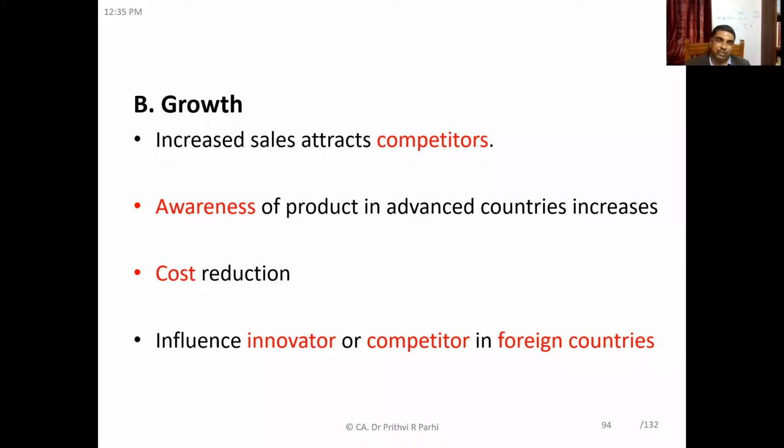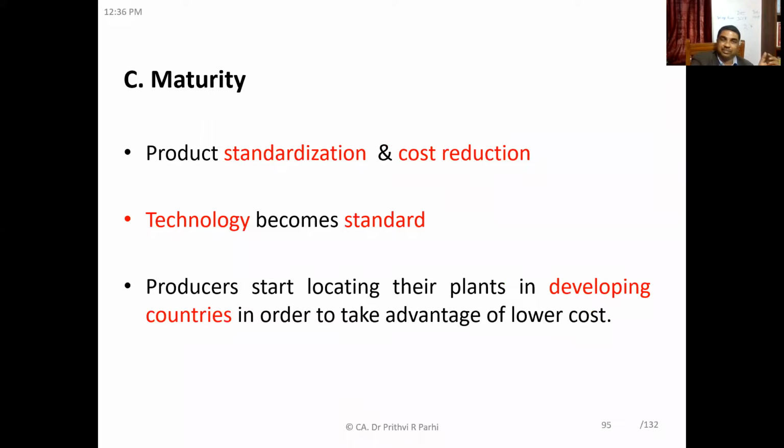And it also influences the innovator or competitor in the foreign countries. So in different countries also similar products are produced. So now what happens? The product goes out of the domestic market to a foreign market. In other countries also people try to produce similar goods and services. Competitors enter into the market. That is what happens at growth stage.